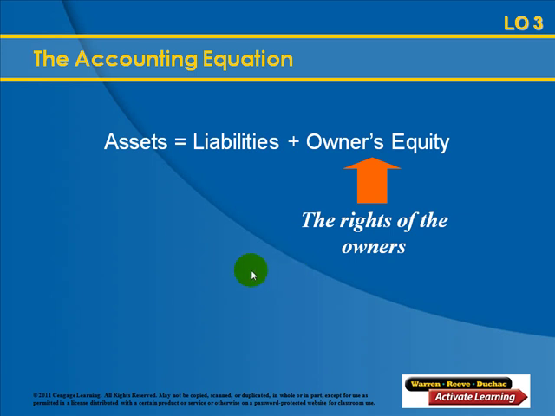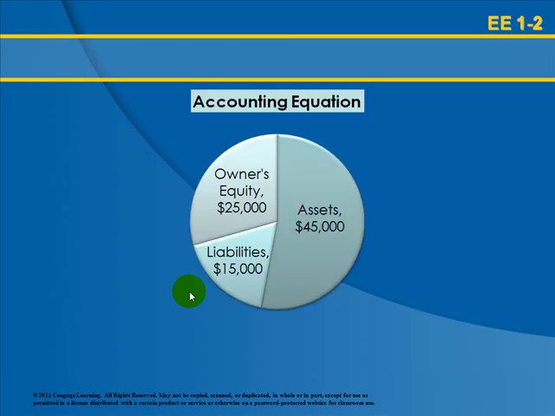I like to look at this a little differently, to give you a visual of what this looks like. Here's a pie. Let's say this is a pie that we want to eat, but we have to see how much of this pie we actually own. So there's assets, $45,000. Liabilities are $15,000, and the owner actually has rights and owns $25,000 of this piece of pie.